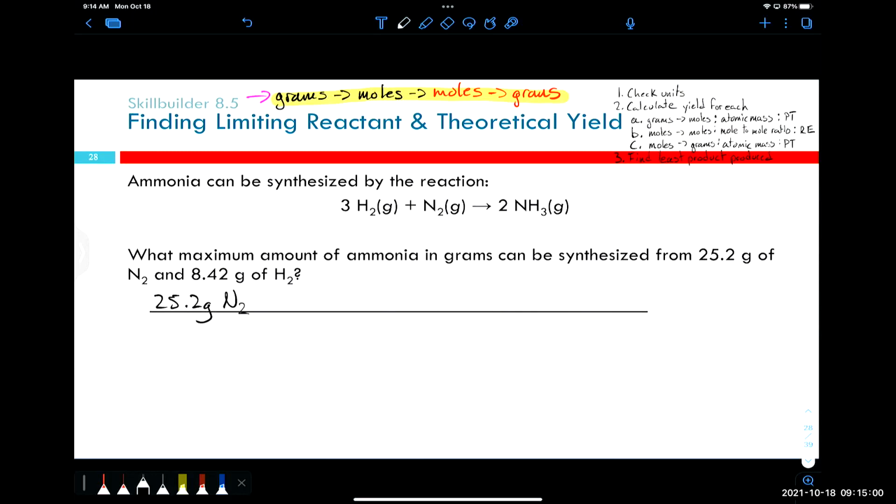So for nitrogen, this is N2. So the mass of nitrogen is going to be 14.01 grams per mole nitrogen for a single nitrogen atom.